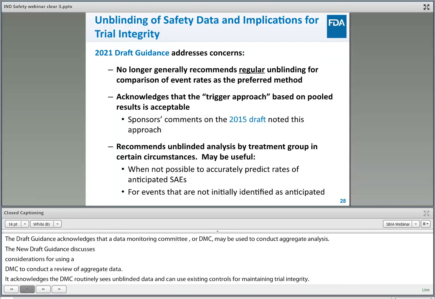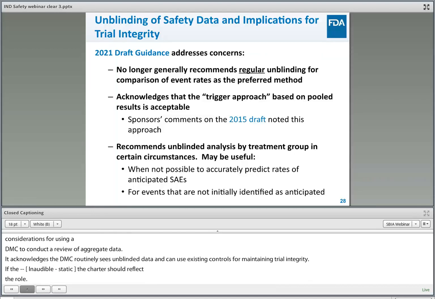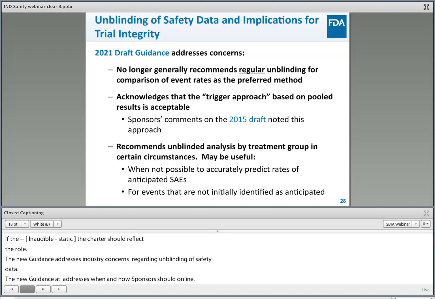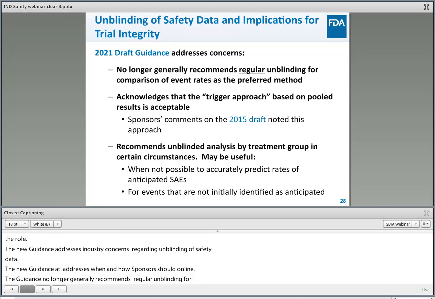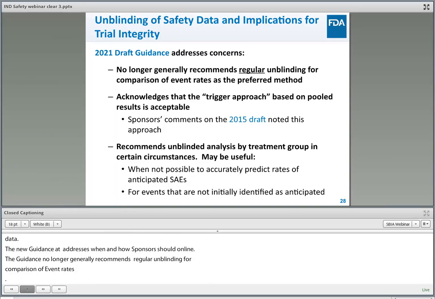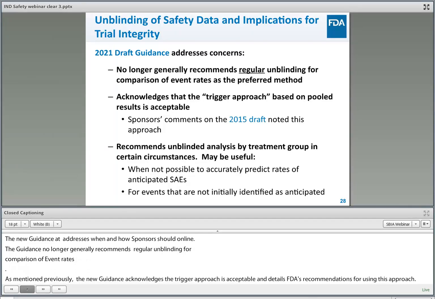The new guidance addresses industry concerns regarding unblinding of safety data. The new guidance addresses when and how sponsors should unblind. The guidance no longer generally recommends regular unblinding for comparison of event rates as the preferred approach. As mentioned previously, the new guidance acknowledges that a trigger approach is acceptable and details FDA's recommendations for using this approach. Likewise, the guidance deals with unblinded analysis by treatment group in certain scenarios. Particularly, this approach may be useful where it is not possible to accurately predict rates of anticipated SAEs, or where events are not initially identified as anticipated.